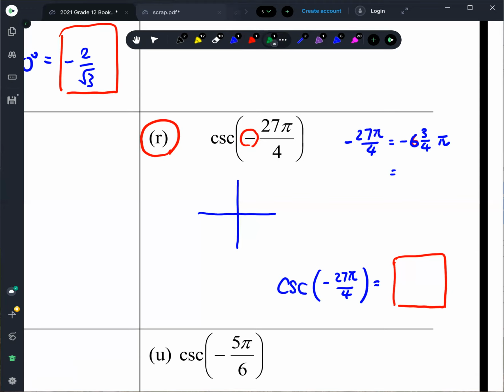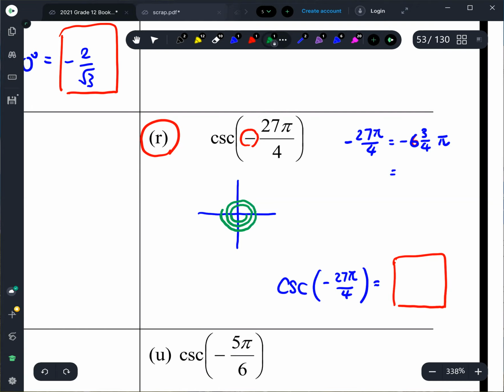6 pi, right? So 6 pi, this is 1 pi, 2 pi, 3, 4, 5, 6. 6 pi and then 3/4 pi. Where would it stop? Which quadrant do you think it will stop in? 3/4 pi. The second quarter. No, not I mean, third quarter. Third one, yeah.